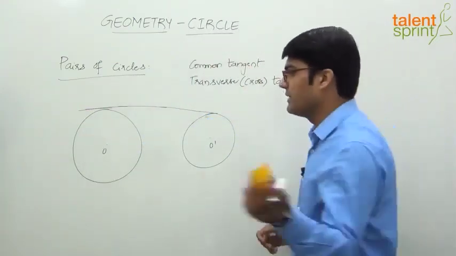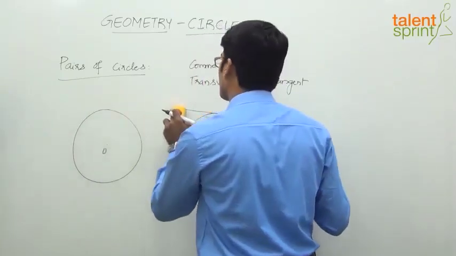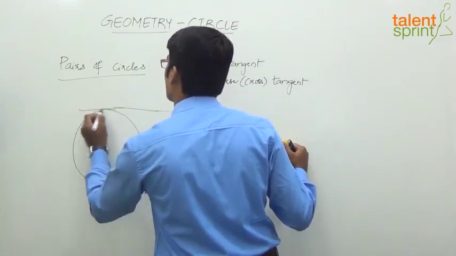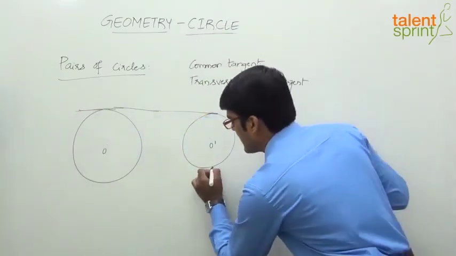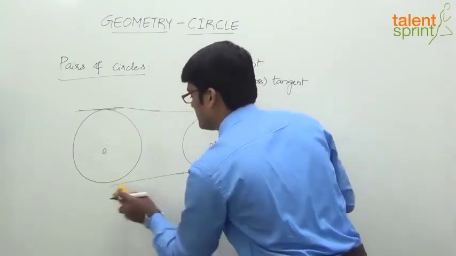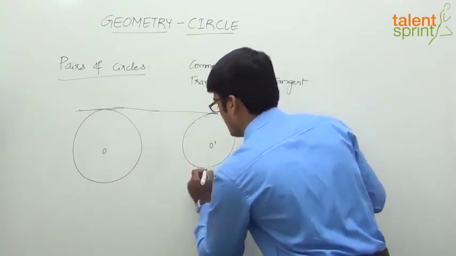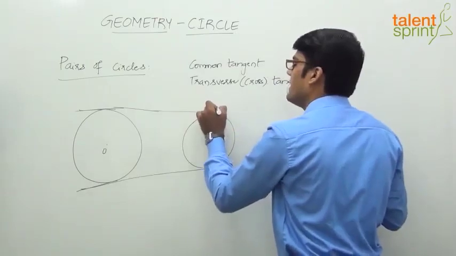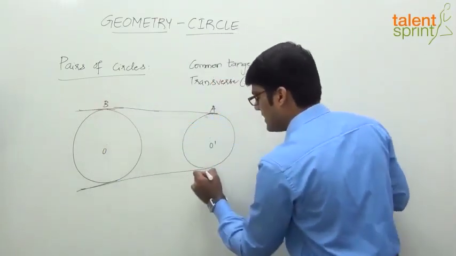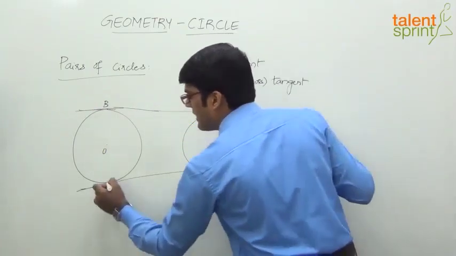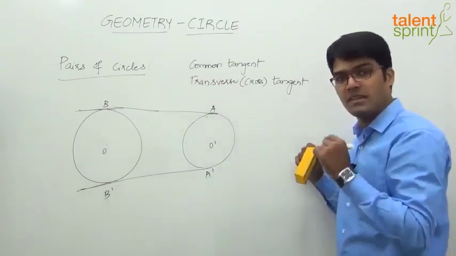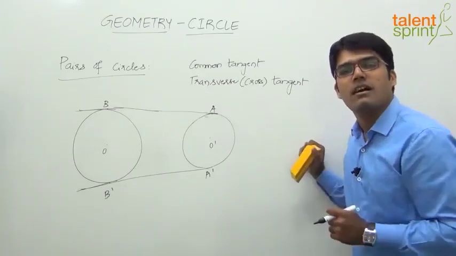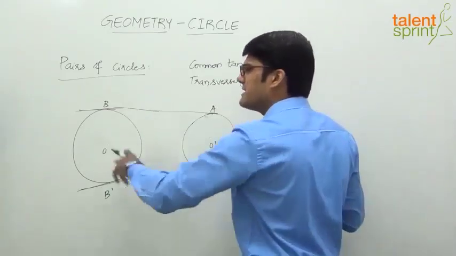Let me just write. Okay, and there's another direct tangent here. Let's say this is A, B, and this is A dash, B dash. So A, B and A dash, B dash are direct tangents. These are called common direct tangents, common to both the circles, and these are direct.